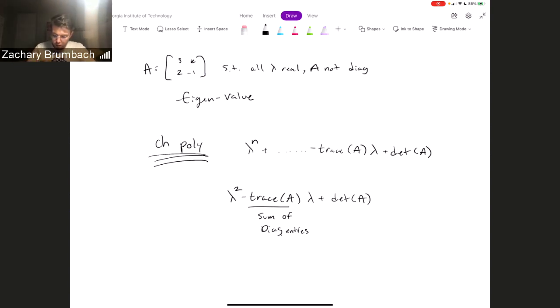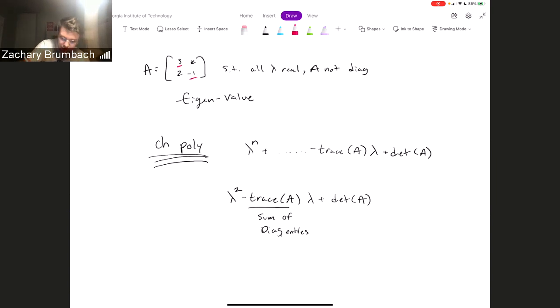Cool. All right, so what is the trace of this matrix? Okay, the trace is negative 3 plus negative 1. So, no, 3 minus 1 equals 2.